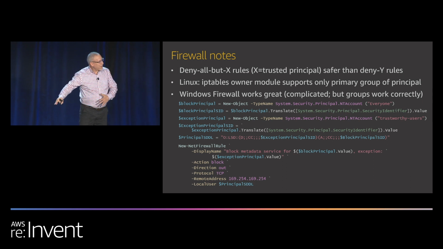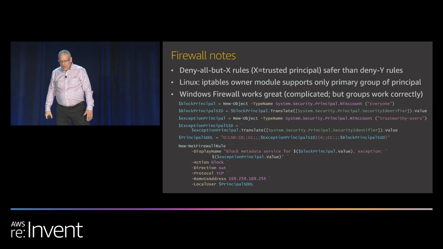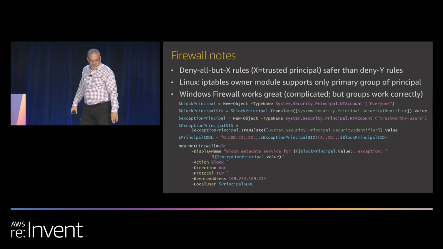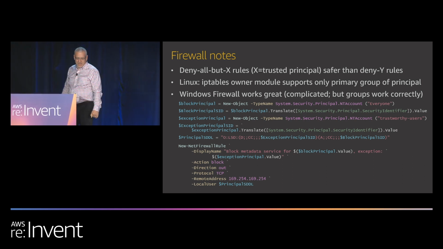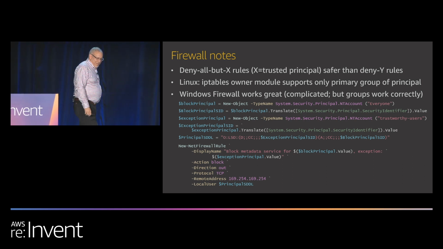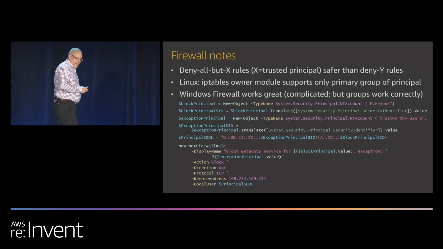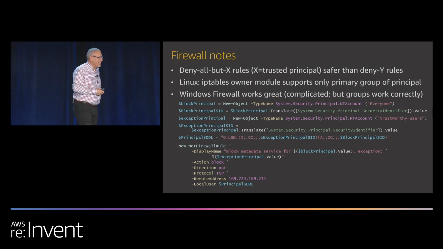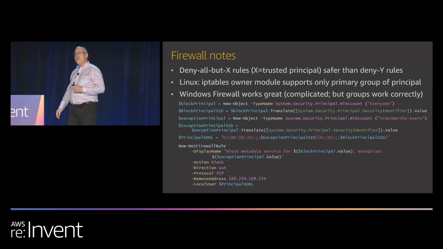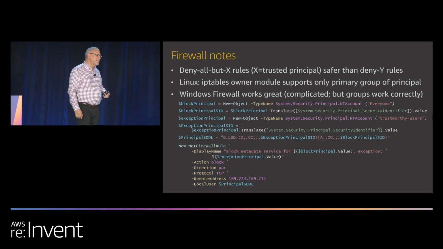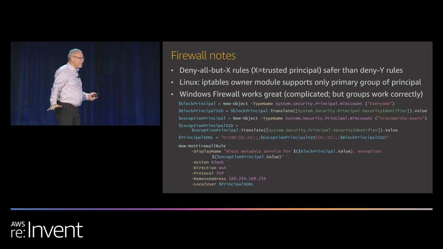Now the Windows Firewall actually does the right thing in this case, although it's a bit complicated. You see my one line of iptables versus this is the PowerShell you need. I'm very proud of this. It took me like 3 hours to figure out how to do this because there's this Windows standard called the SDDL, Security Descriptor Description Language.